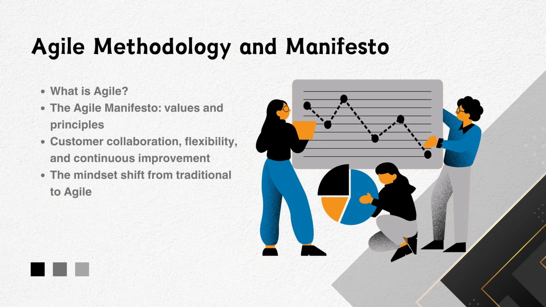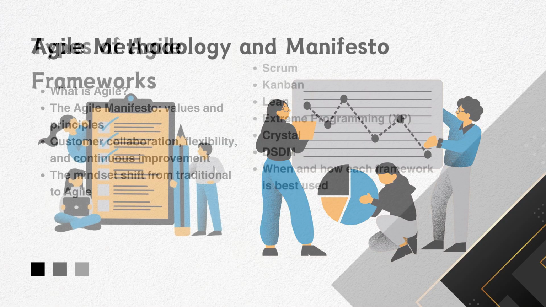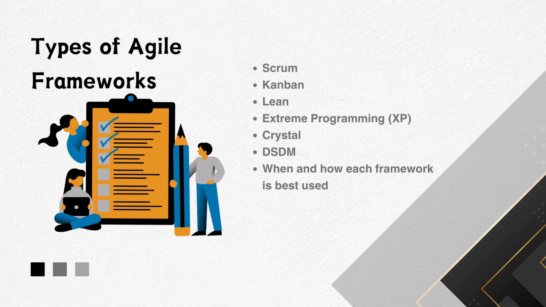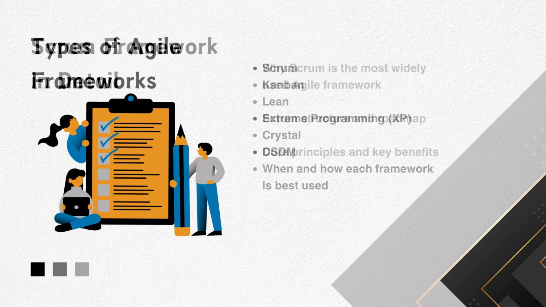Agile methodology and manifesto. Then, we'll get into Agile, what it is, and the Agile manifesto. We'll talk about its values and principles so you understand the thinking behind Agile. Types of Agile frameworks. Agile isn't just one method. We'll look at different frameworks such as Scrum, Kanban, Lean, Extreme Programming, XP, Crystal, and DSDM, and see how each is used and when they work best.